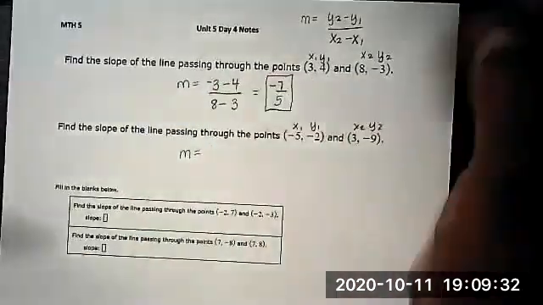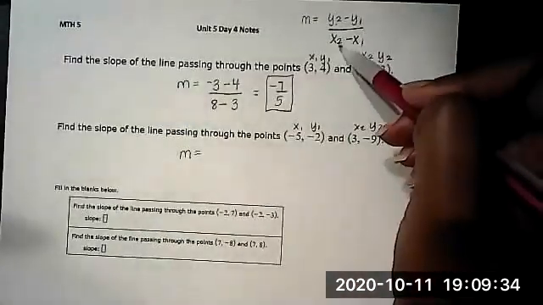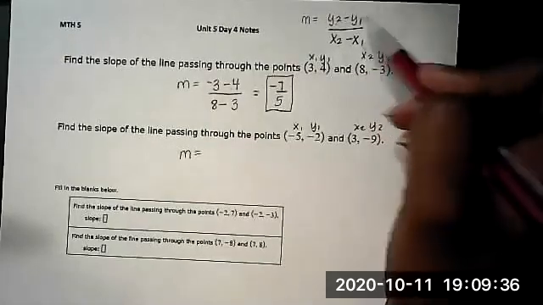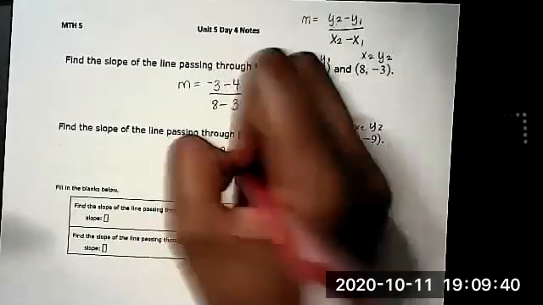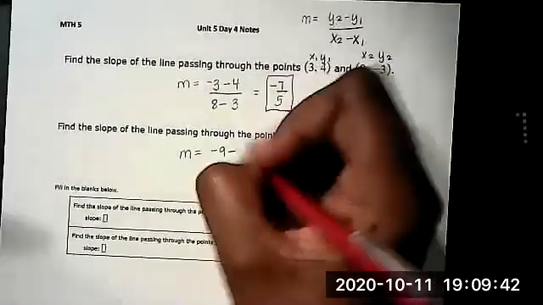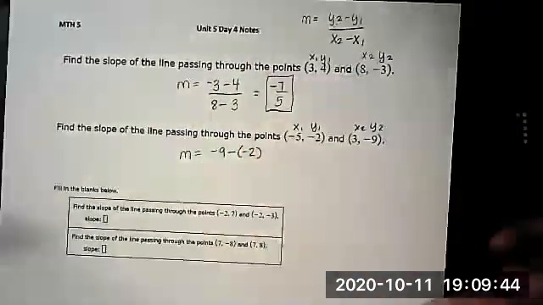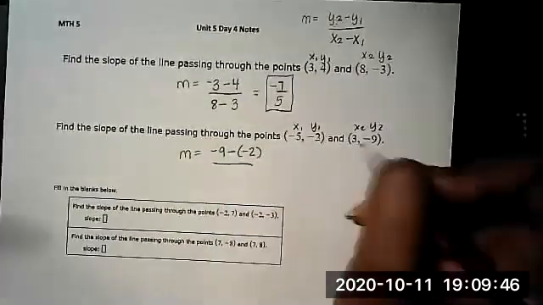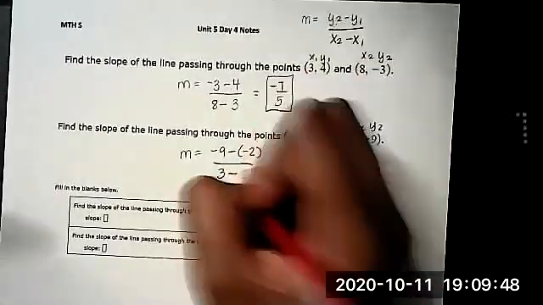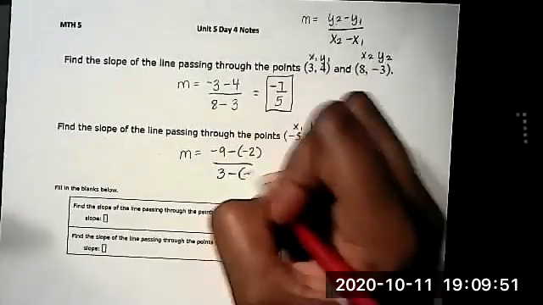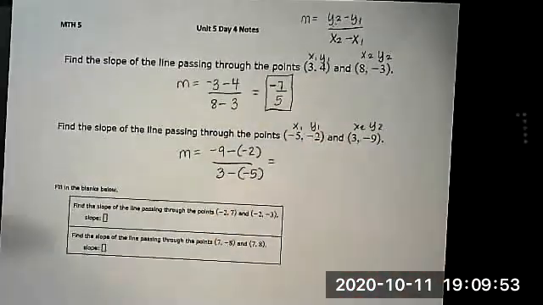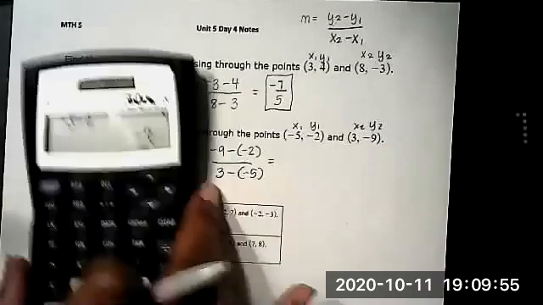The slope formula is Y2 minus Y1 over X2 minus X1. Y2 in this case is -9, minus Y1, here is -2, over X2, which is 3, minus X1, which is -5. Okay? And if you don't feel comfortable with all the minuses and negatives, just put it in your calculator.